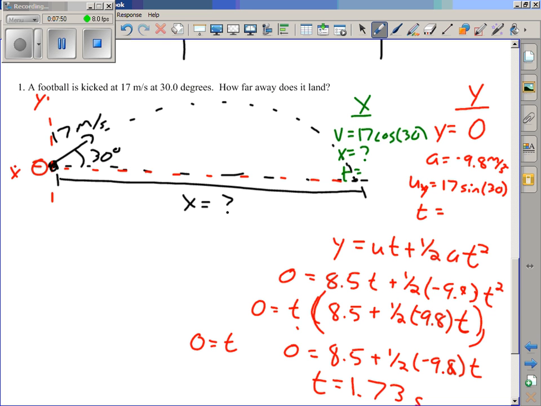At this point right here, what is your time? Zero. So at t equals zero, y is zero. And apparently, at this point, t equals 1.73, and y equals zero again.